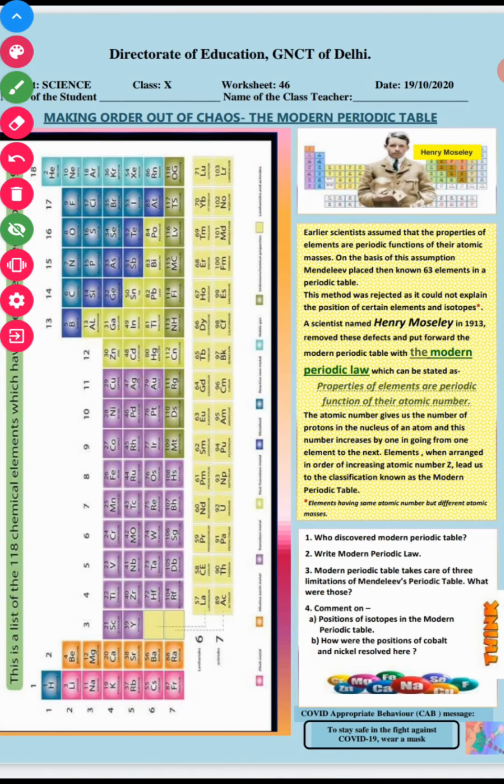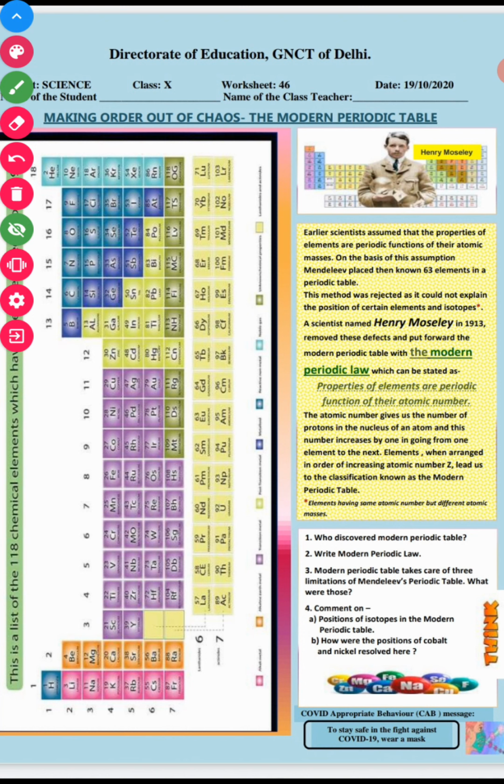Today we will discuss our DOE worksheet 46 from your chapter, Classification of Elements, and in continuation of that we will study the modern periodic table. In our previous worksheet we have already studied Mendeleev's achievements as well as limitations. In today's worksheet we will discuss how this modern periodic table overcomes the limitations of Mendeleev's periodic table.